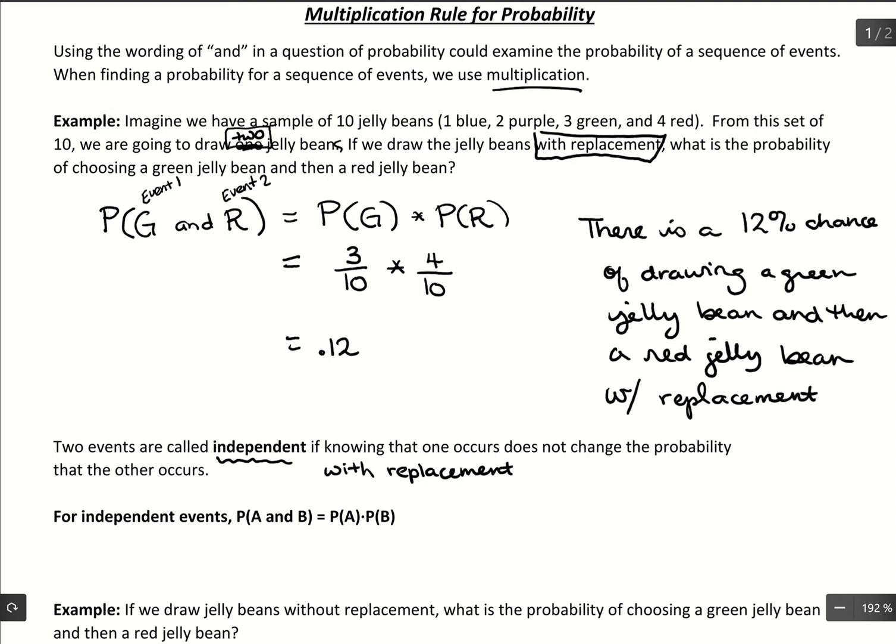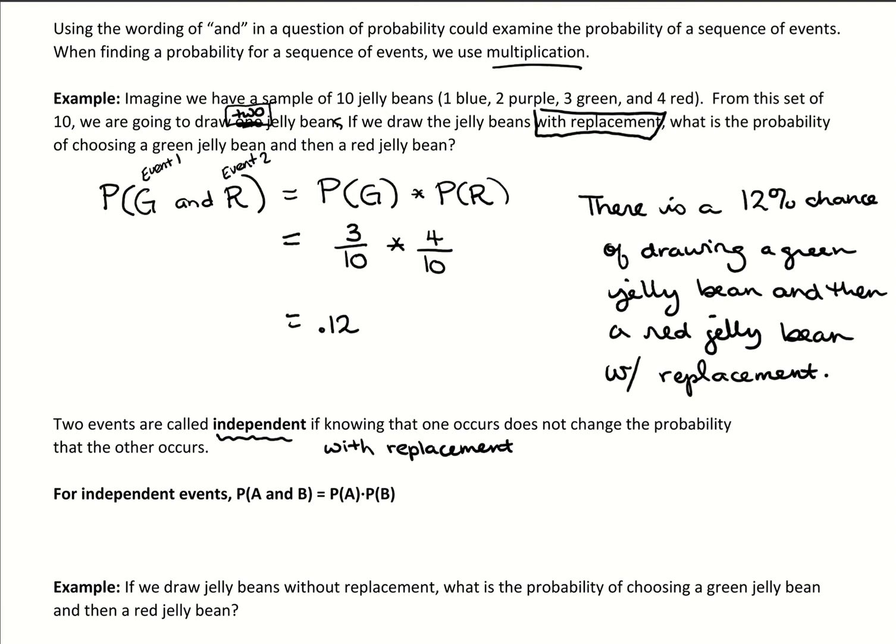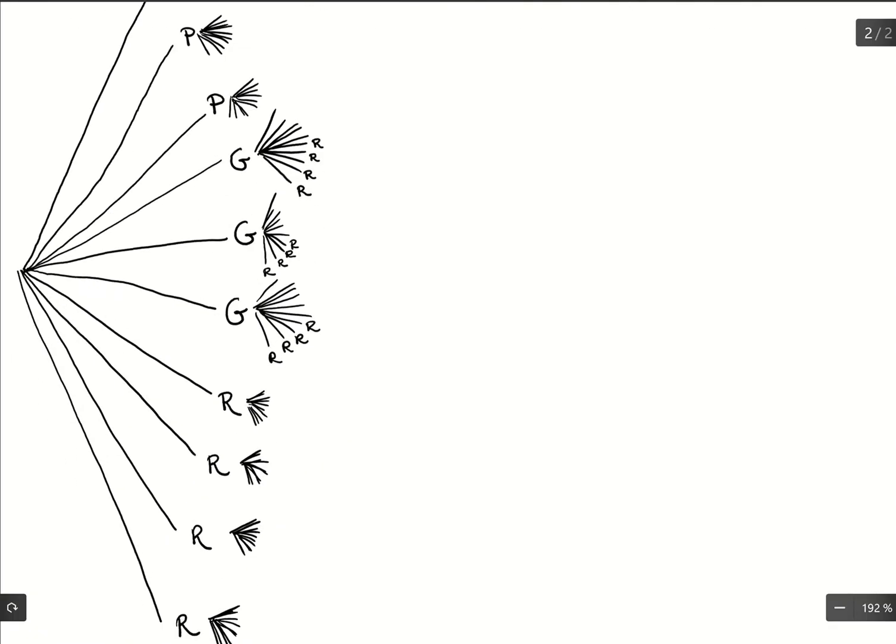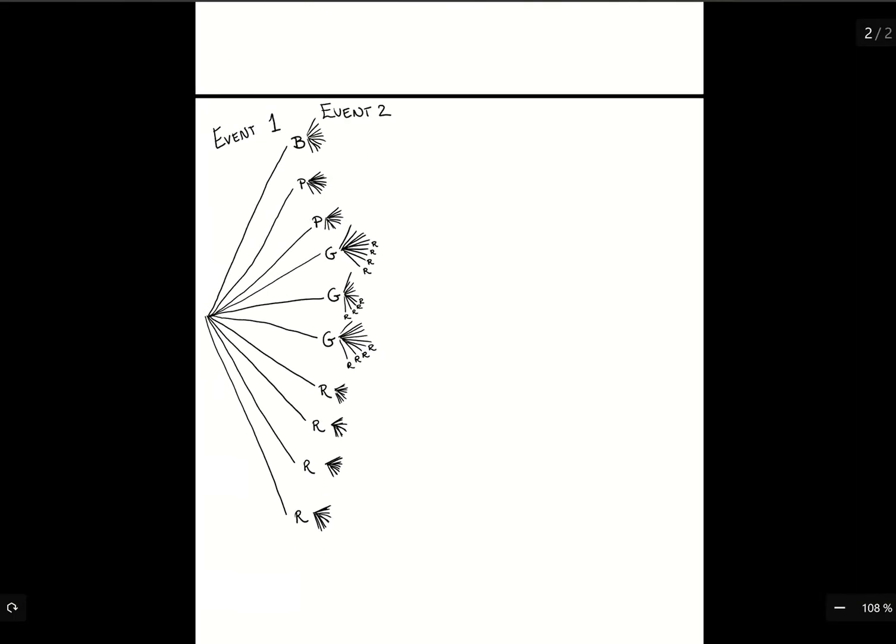So to show you why this works, I drew a tree diagram on this next page to show why that multiplication works. We're going to move ahead a little bit, and I have this picture here showing all of the possible events. Event 1 is when we choose our first jelly bean, and there are 10 possibilities. We could get a blue, a purple, or that other purple. There are 3 greens that we could have chosen. There are 4 reds that we could have chosen. So we end up with these 10 branches here.